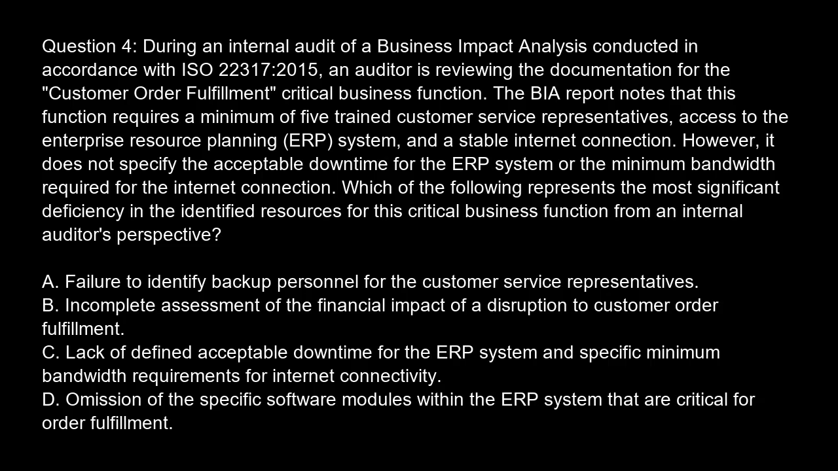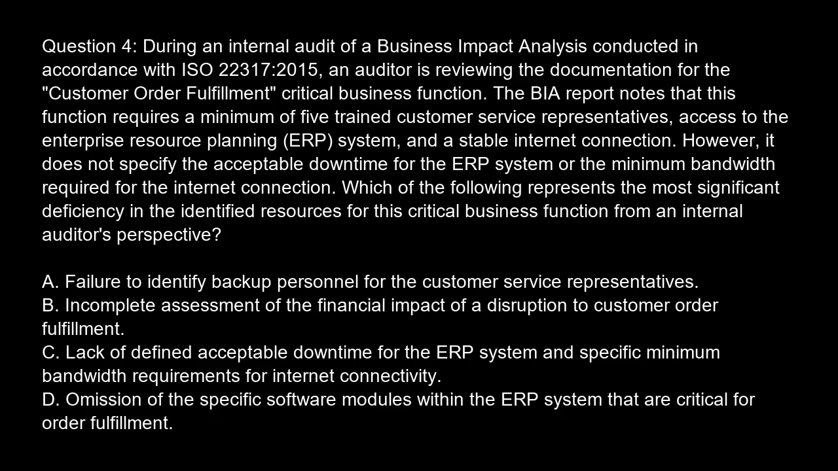Question 4. During an internal audit of a business impact analysis conducted in accordance with ISO 22317-2015, an auditor is reviewing the documentation for the customer order fulfillment critical business function. The BIA report notes that this function requires a minimum of 5 trained customer service representatives, access to the enterprise resource planning (ERP) system, and a stable internet connection. However, it does not specify the acceptable downtime for the ERP system or the minimum bandwidth required for the internet connection.